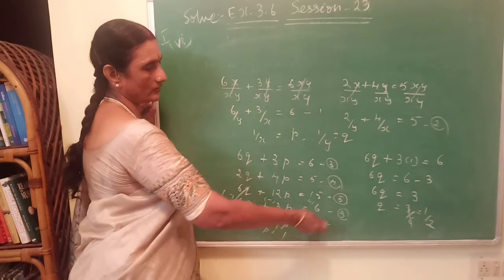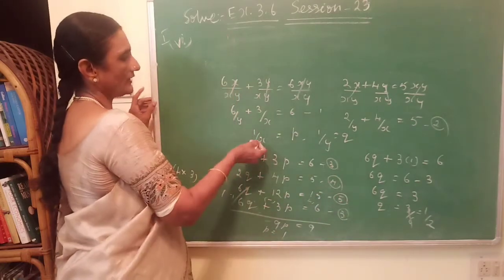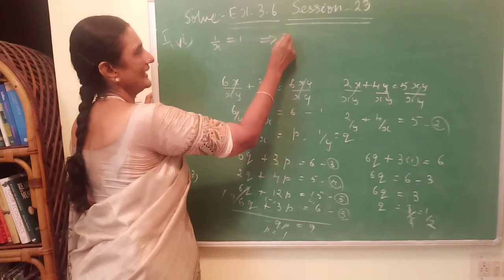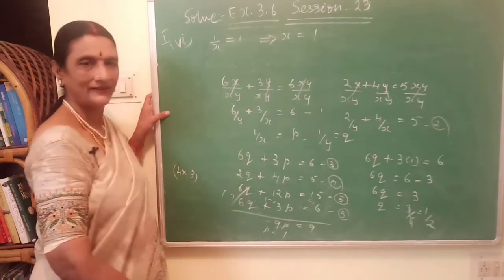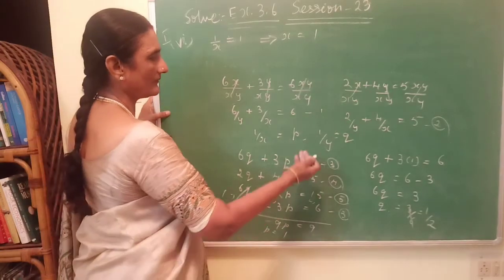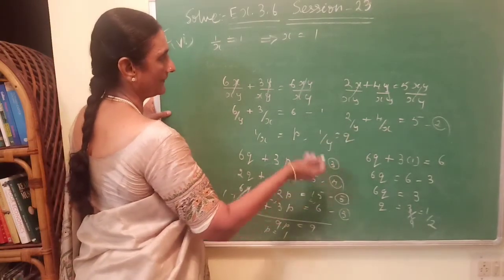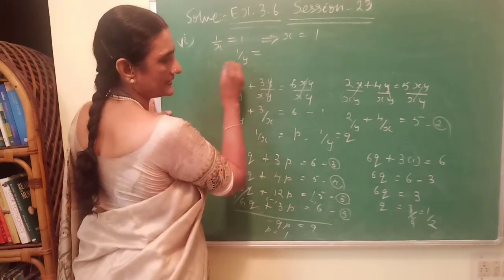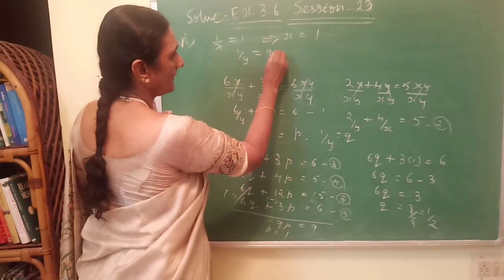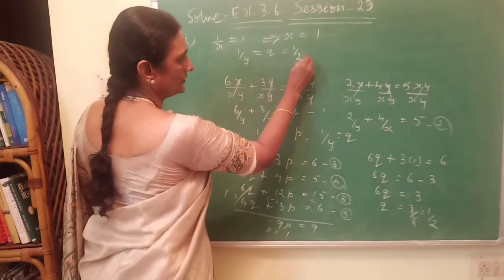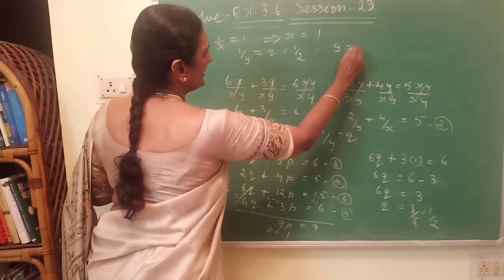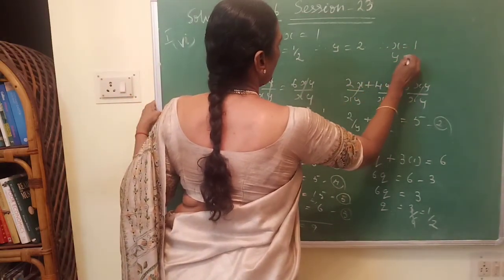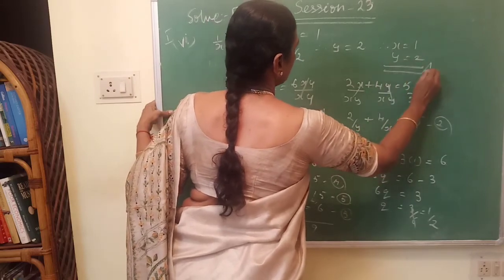Okay, p is equal to 1, q is equal to half. So what is p? 1 by x. 1 by x equal to 1 implies x is equal to 1. Right? Now what is q? q is equal to 1 by y. Therefore, 1 by y is equal to q, which is equal to 1 by 2. Therefore, your y is equal to 2. So, therefore, x is equal to 1, y is equal to 2 is the solution.